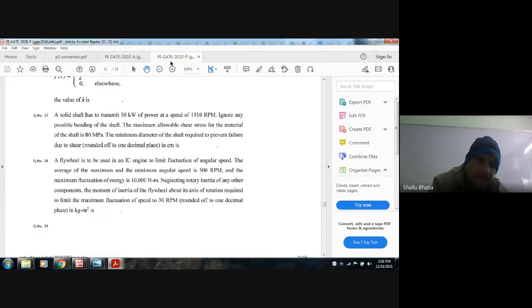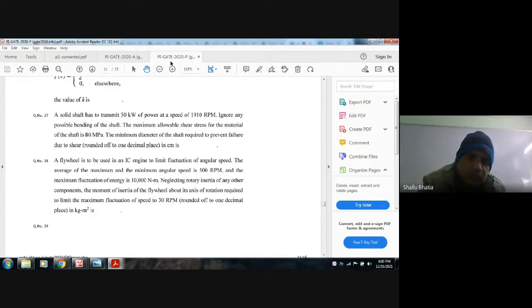Question number 37. A solid shaft has to transmit 50 kilowatt of power at a speed of 1910 rpm. Ignore any possible bending of the shaft. Maximum allowable shear stress for the material of the shaft is 80 MPa. Minimum diameter of the shaft required to prevent failure due to shear, rounded off to 1 decimal place in centimeters. So here the power is given as 50 kilowatt, RPM is 1910, and maximum allowable shear stress is 80 MPa.